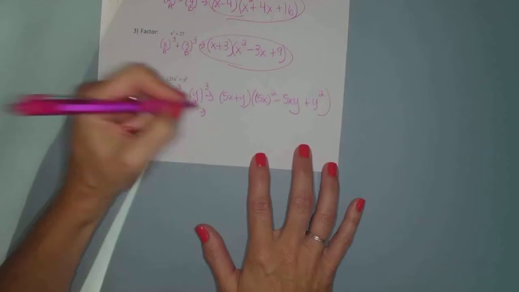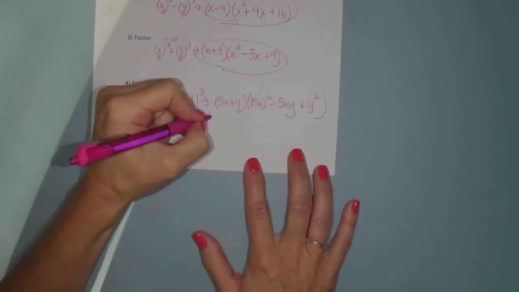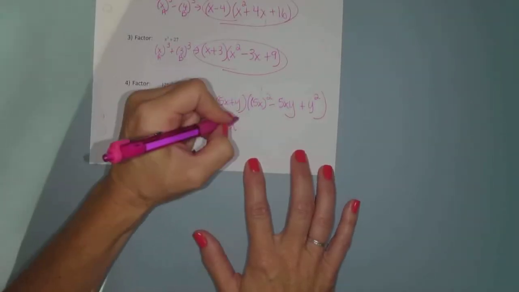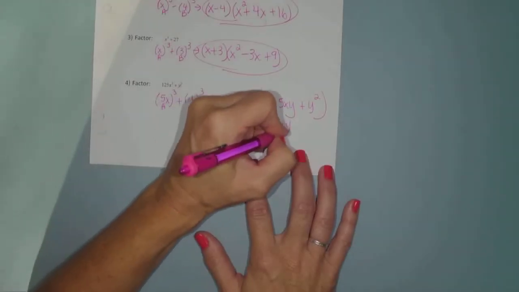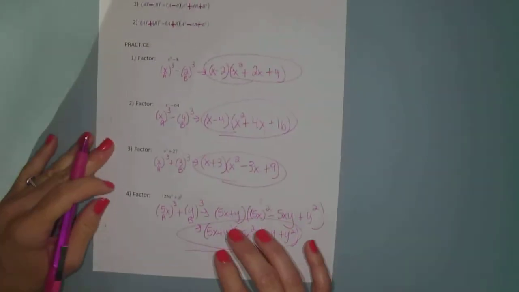Now I'm going to go one step further because I'm going to actually square out my 5x. So my final answer will be 5x plus y times 25x squared minus 5xy plus y squared. So why in the world are we reviewing this?